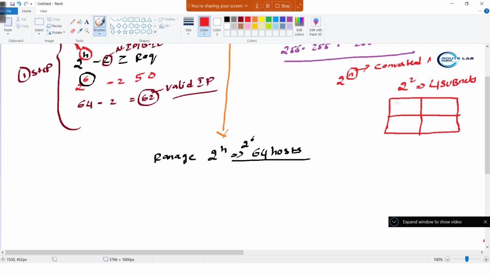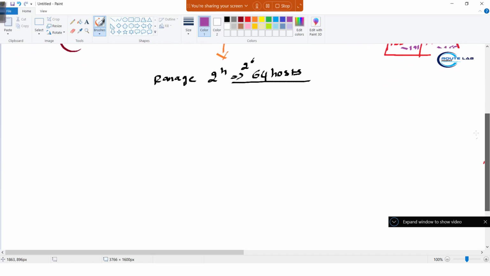The address starts with 0, then multiples of 64: 64, 64 plus 64 is 128, 128 plus 64 is 192. So the first block ends on 63, because the next address starts with 64, then ends on 127, then 191, and then 255.